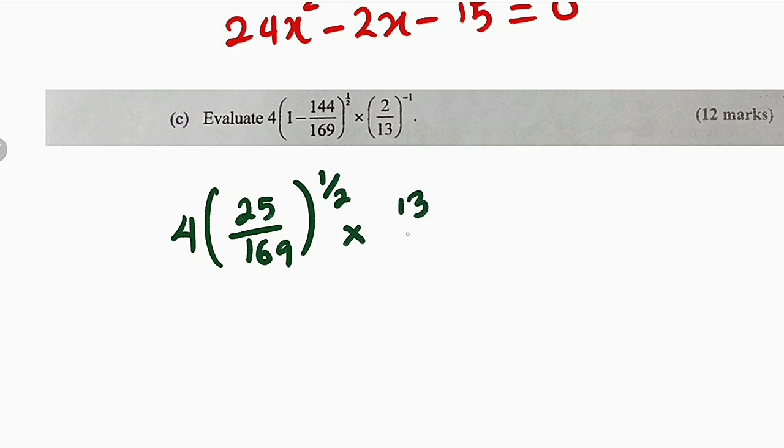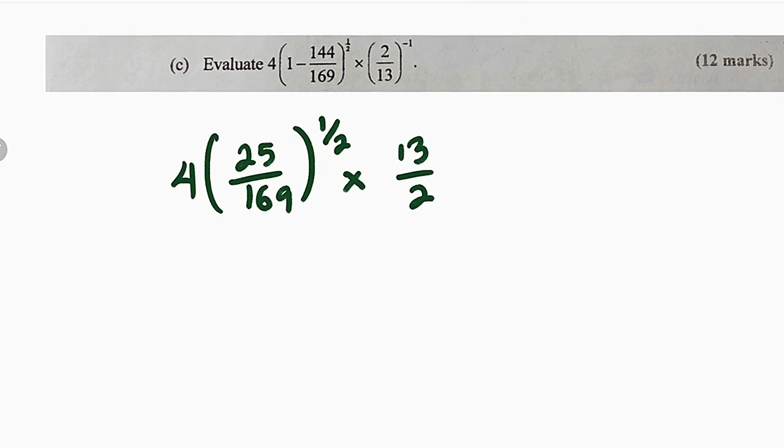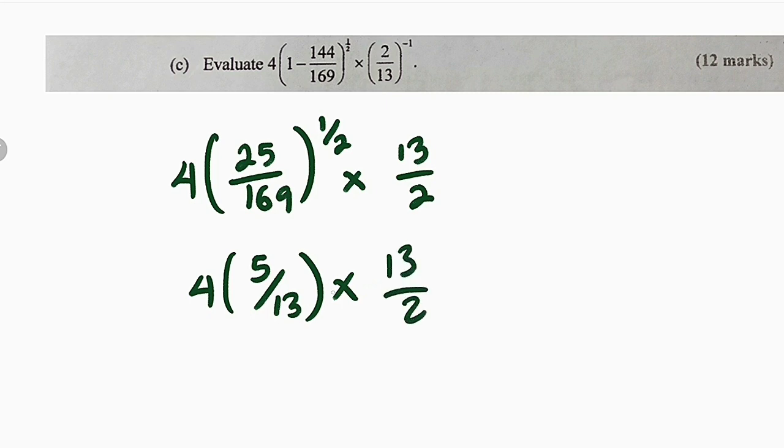So this becomes 13 over 2. Power of 1 over 2 is nothing but square root of that number. So this is square root of 25, which is 5. So we have 4 times 5 divided by square root of 169 is 13. Multiplied by 13 divided by 2.